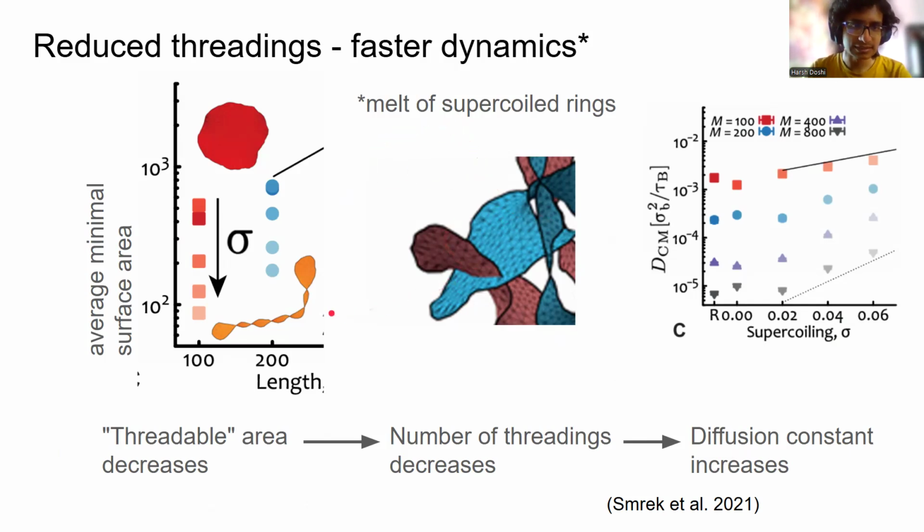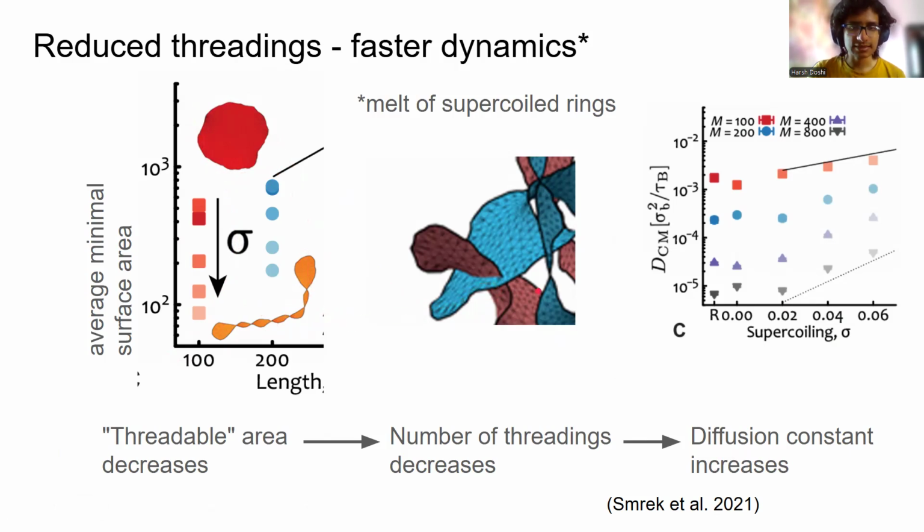What they showed was that as they increased the amount of supercoiling density in the ring polymers that they took, the mobility, or the diffusion constant, of those rings actually increased. The reason they gave was that when they increased the supercoiling, the area or the volume that the rings occupy becomes more compact as compared to when it's open like this.